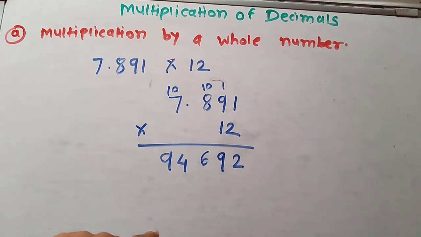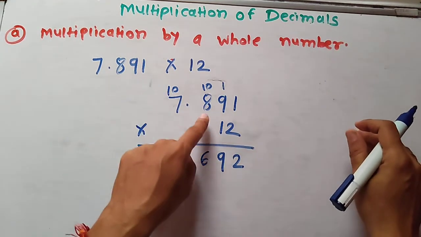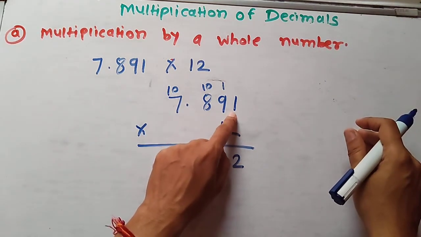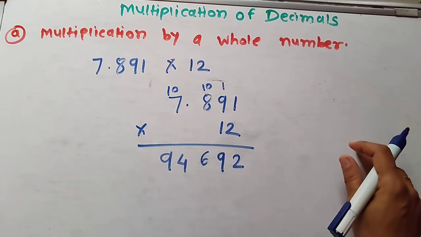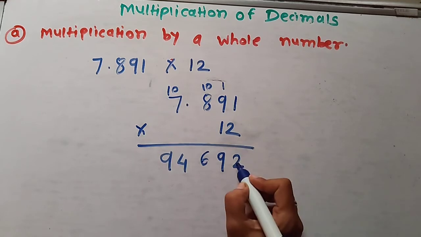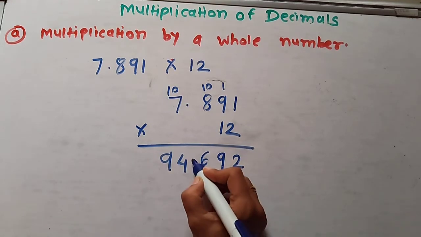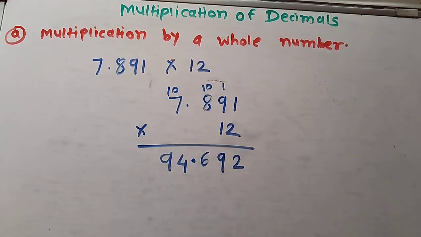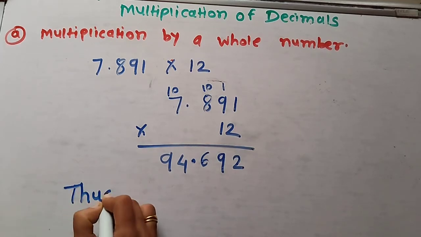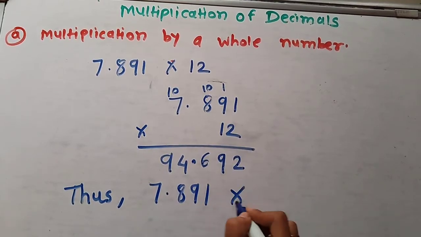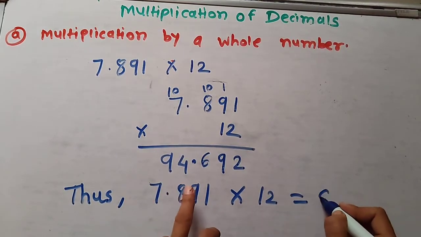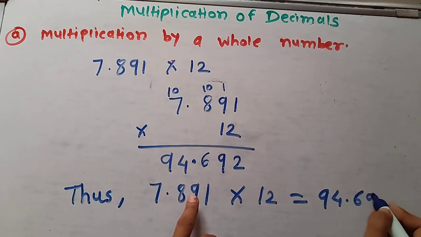After that you have to put the decimal point. Here how many digits? 1, 2, 3, means after 3 digits here is the decimal point. So you have to put the decimal point after 3 digits. So we get the answer 94.692. So in the last step you have to write 7.891 multiplied by 12 is equal to 94.692. This is your answer.